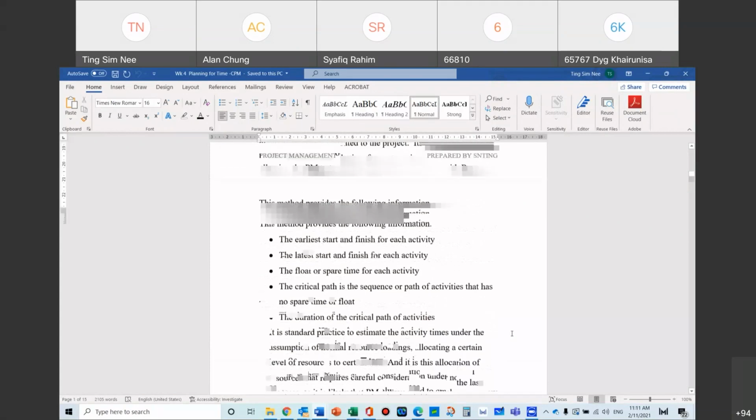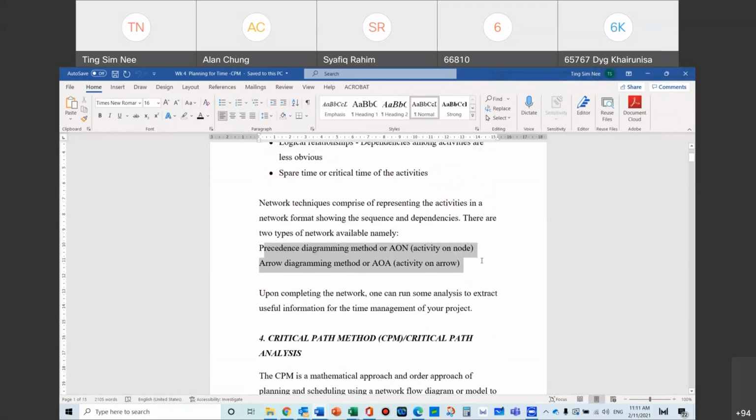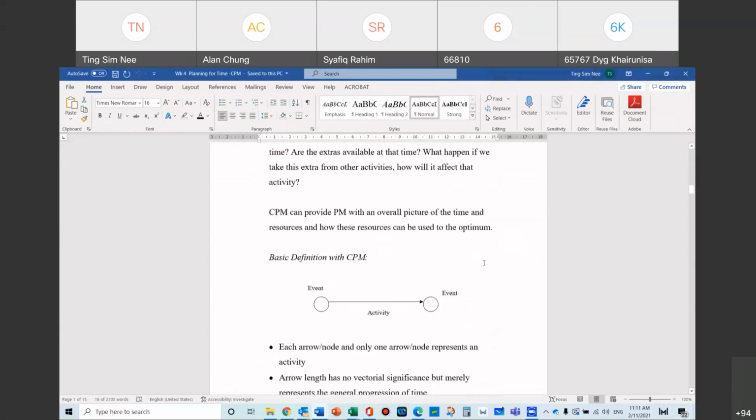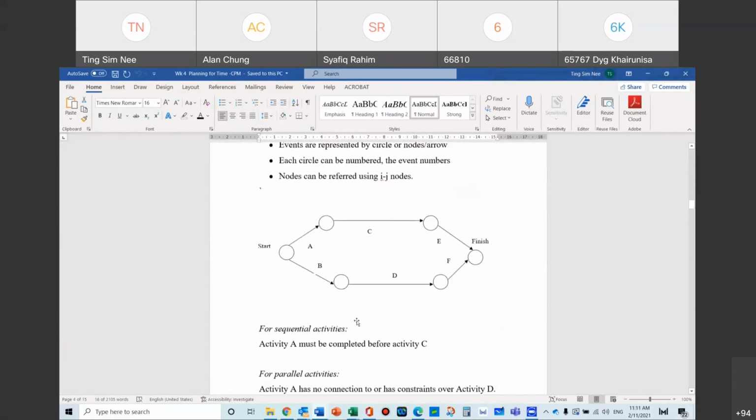So basically, it's network based. What we do is we will introduce you to the network today. I want to show you what a network is first, okay? From the network, we will move into critical path method. Let's not talk about critical path method yet. So this is what your network will look like.